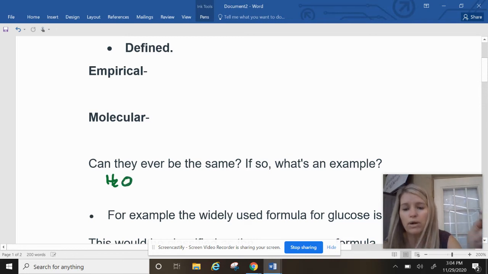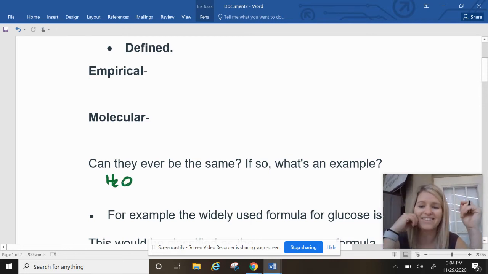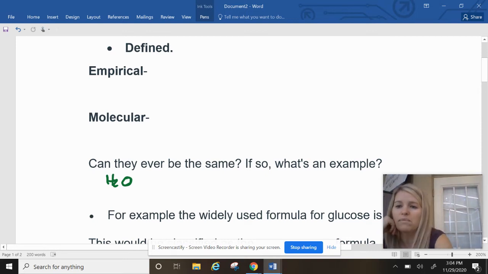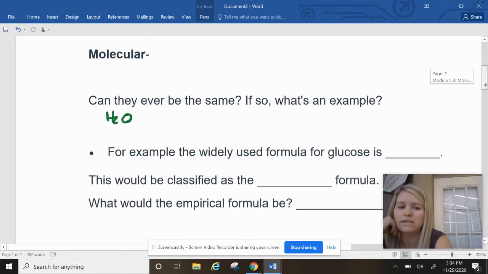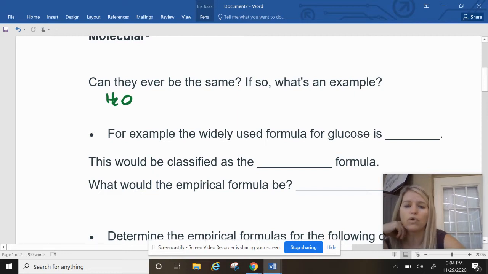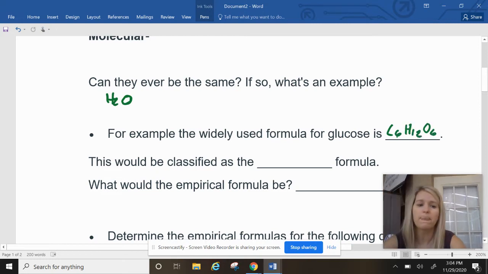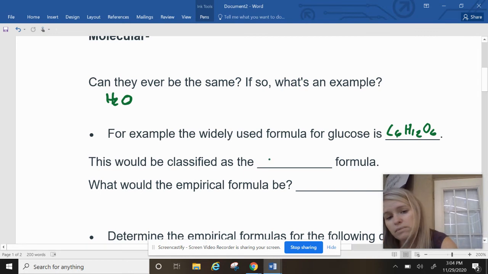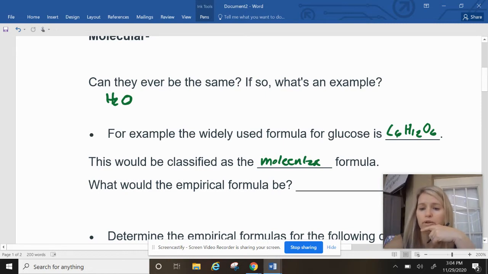I'm terrible with writing with these pens, so sorry. Just giving you a heads up. Okay, let's take a look at this next thing. It says, for example, the widely used formula for glucose is what? You should know this from biology. I ask you this all the time. It's C6H12O6. How would you classify that formula? Would we classify that as molecular or empirical? Well, it's clearly not reduced, so this must be the molecular. Typically the formulas you use on a daily basis are going to be molecular formulas.